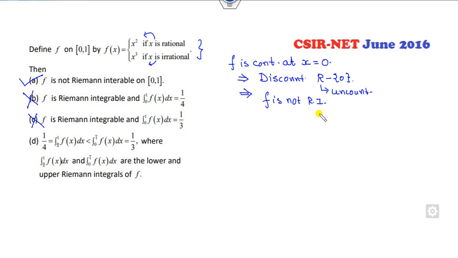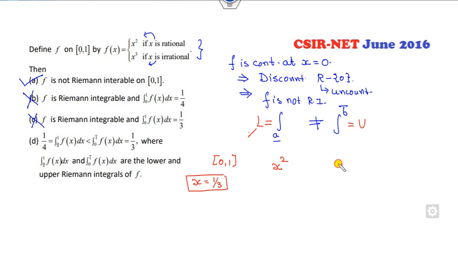Now once f is not Riemann integrable, it means the lower Riemann sum is not equal to the upper Riemann sum. Then how can you find them? If I call this my L, this is my upper. On the domain 0 to 1, take any point inside it, say the point 1/3. Look at x squared and x cubed. Which one is the minimum? One is 1/9, the other is 1/27. So clearly this value will be my minimum and this value will be my maximum.